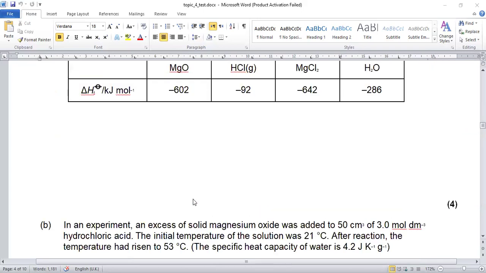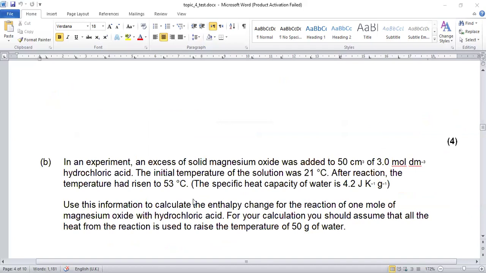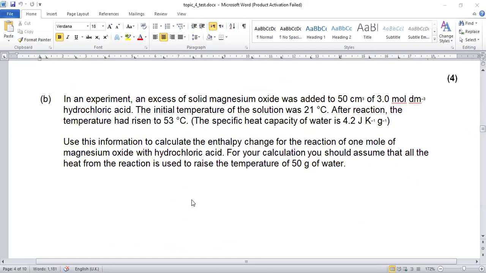Here, part B. In the experiment, an excess of solid magnesium oxide was added to 50 cm³ of 3 mol dm⁻³ hydrochloric acid. The initial temperature of the solution was 21 Celsius. After the reaction, the temperature rises to 53 Celsius. The specific heat capacity of water is 4.2 kJ kg⁻¹ g⁻¹. Use this information to calculate the enthalpy change of reaction of 1 mole of magnesium oxide with hydrochloric acid. For your calculation, you should assume that all heat from the reaction is used to raise the temperature of the 50 grams.